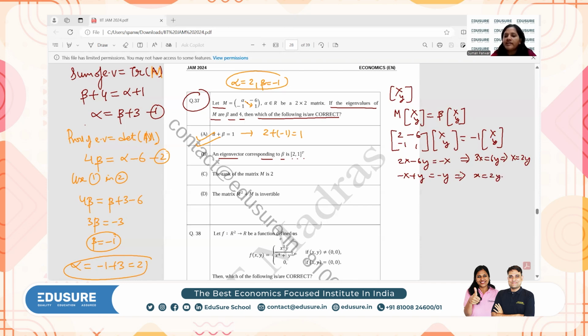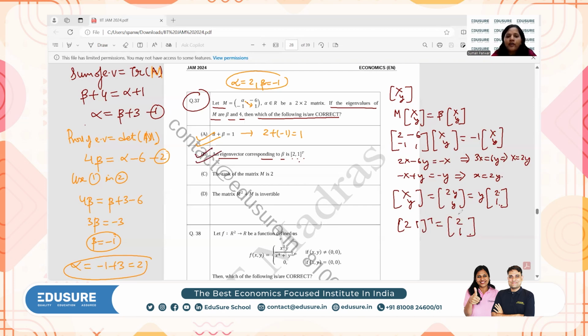So any eigenvector will be of this form. So that means if we put y equals 1, an eigenvector corresponding to this beta is going to be (2, 1). So (2, 1) transpose is nothing but (2, 1). Okay, so this is also correct. Option number B is also correct.